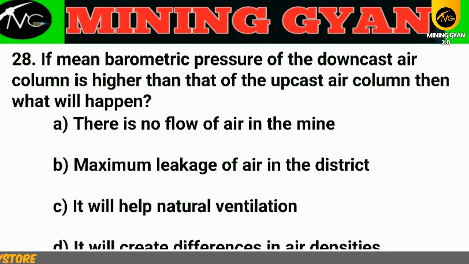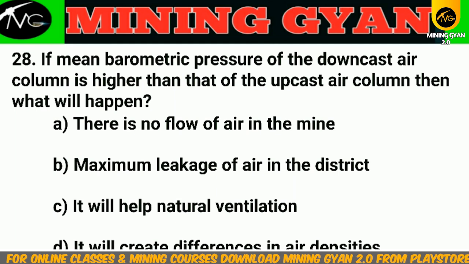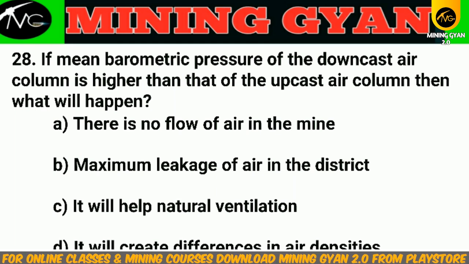Next question is, if mean barometric pressure of the downcast air column is higher than that of upcast air column, then what will happen? A. There is no flow of air in mine. B. Maximum leakage of air in the district. C. It will help natural ventilation. D. It will create difference in densities. Right option is C. It will help natural ventilation.